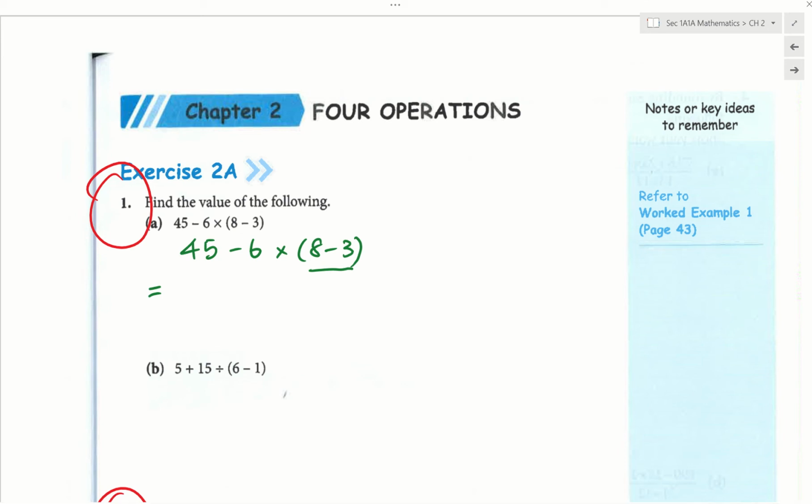Okay, wait. Don't behave like kids. Some of you say yes, some say no. Yeah, I understand why some of you say yes. I understand why some say no. But what is your working? 45 minus 6 times 5. Okay. So he did the brackets first. Then what do we do next?